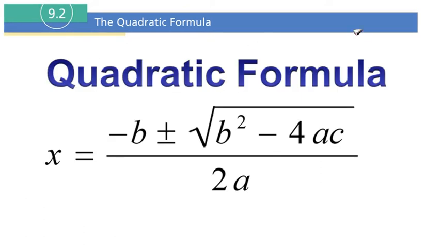Here it is. The Quadratic Formula. And this is how you say it. It's x equals negative b plus or minus the square root of b squared minus 4ac all over 2a. That's the Quadratic Formula.